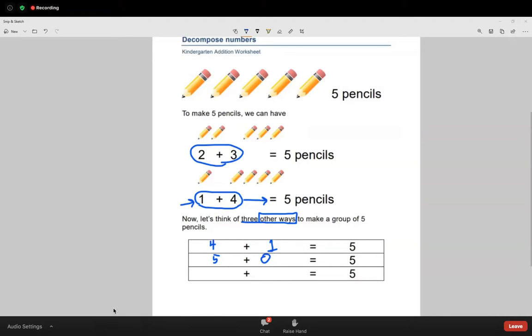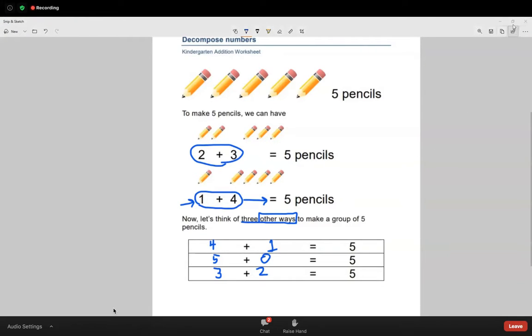Zoya, you want to give me a hand one more time with this last one for 5? What's something that we can do that adds up to 5 that isn't what we see here? 3 plus 2. 3 plus 2, yeah, exactly. So 3 plus 2 equals 5. All right, great job. Thank you.